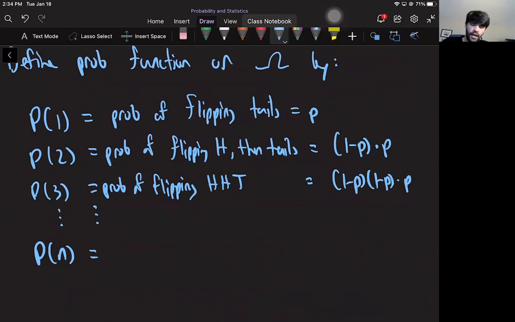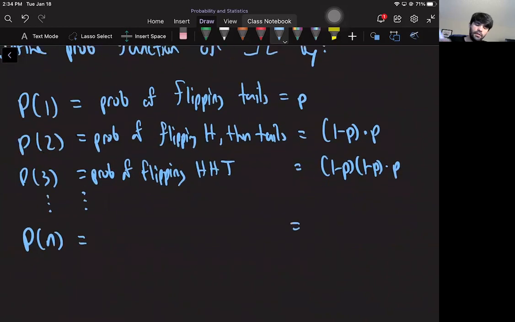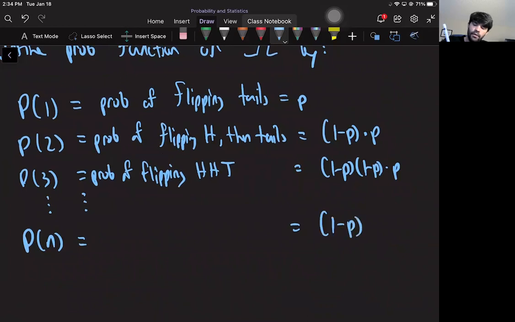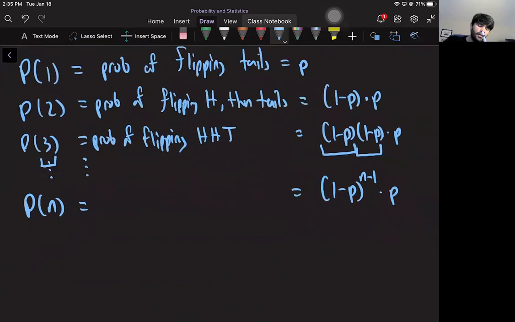So what's the pattern here for n? Well, this is just going to be a bunch of h's, but how many? It's going to be n minus 1 of them, and then p for tails. So that's the pattern, right? So there's 2 here before I get my third coin flip to be tails. And so if my nth coin flip is tails, that must mean I got heads n minus 1 times.